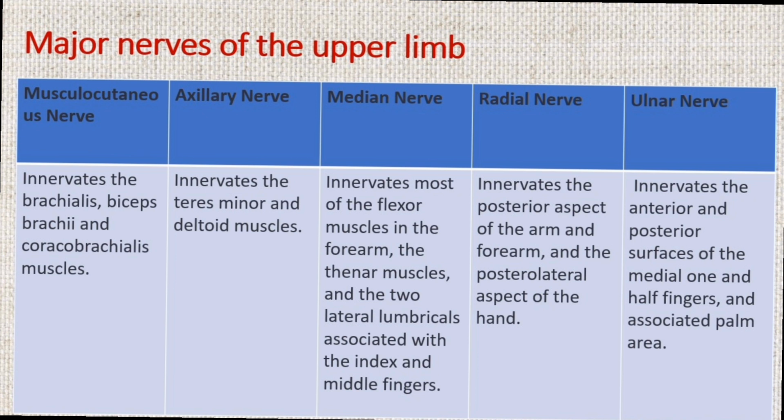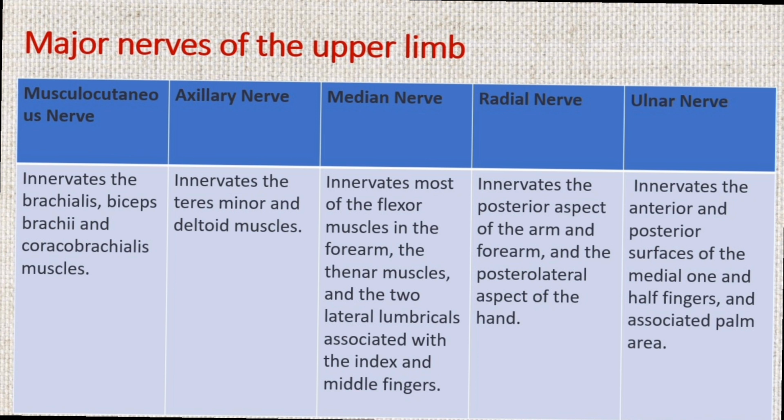Median nerve. Innervates most of the flexor muscles in the forearm, the thenar muscles, and the 2 lateral lumbricals associated with the index and middle fingers. Sensory functions: gives off the palmar cutaneous branch, which innervates the lateral part of the palm, and the digital cutaneous branch, which innervates the lateral 3.5 fingers on the anterior or palmar surface of the hand.